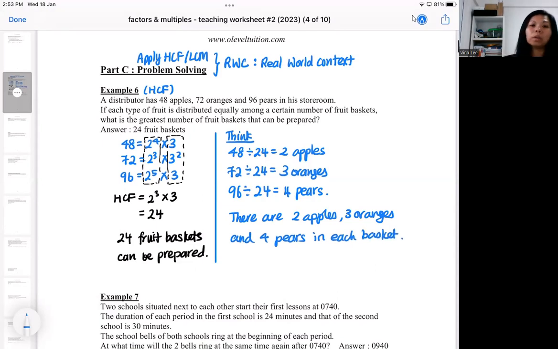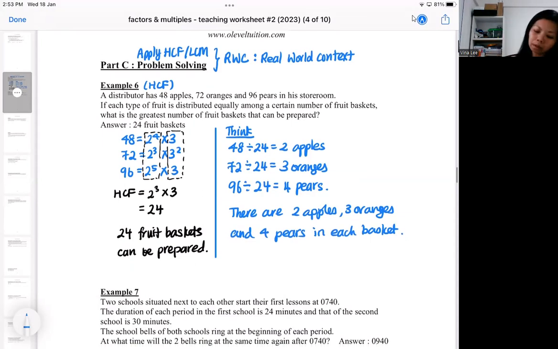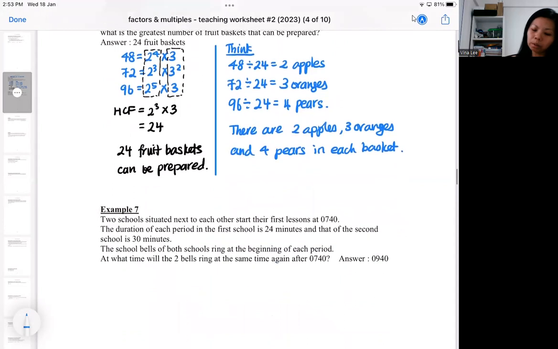So that's how we use HCF. We apply HCF when we're trying to divide the numbers. So the next question, we got 2 schools. They are situated next to each other. So there is a school A and then there's a school B.